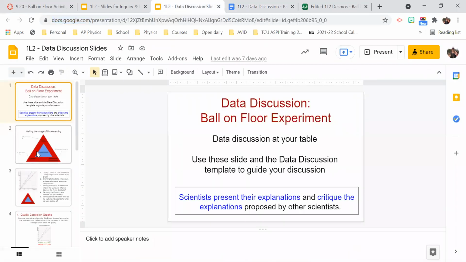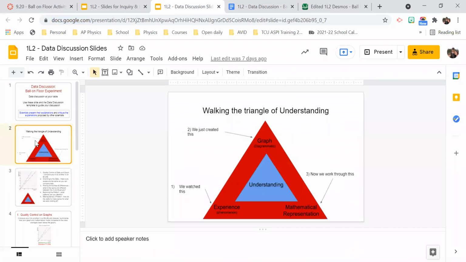So the data discussion slides then kind of start in with, hey, we're walking the triangle, understanding what's going on. So we've got the experience or the phenomenon. We watched it. It was a ball going down a ramp. Graph, we just created that. That's your slide. I think it was slide 6. And then the mathematical representation, that's what we are working on now. All 3 of these are going to point to a deeper understanding of what your graph is telling you.